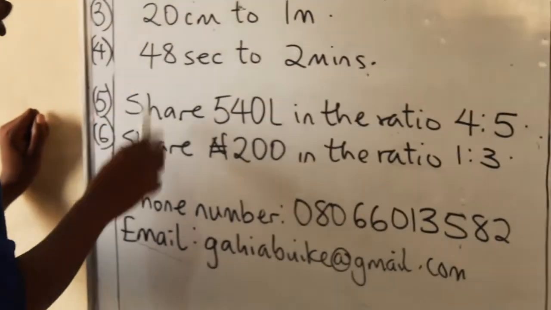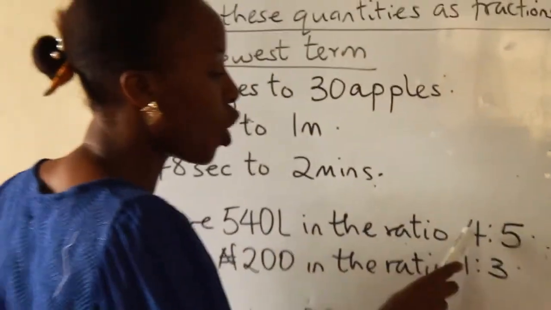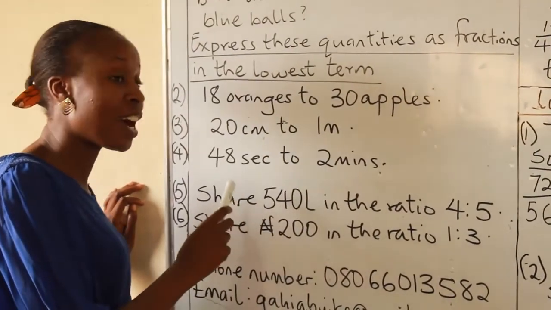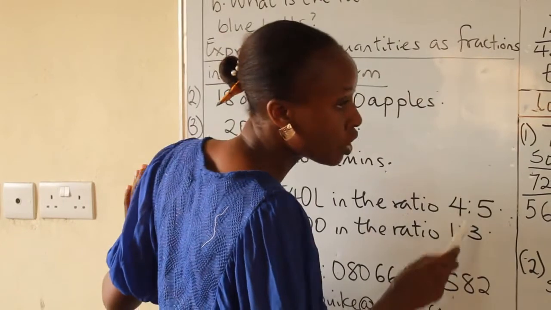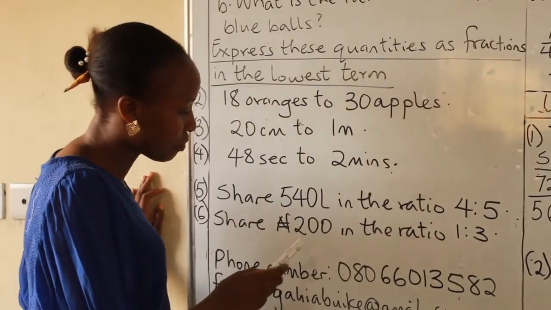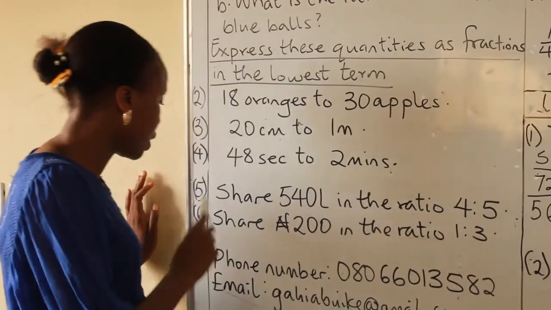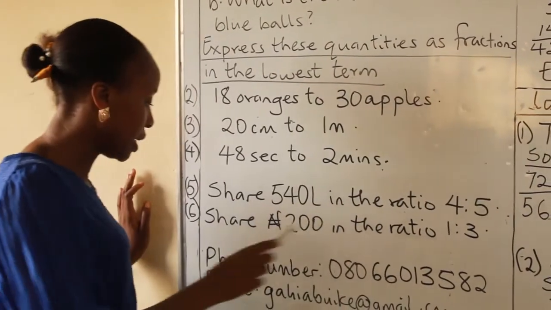Number 5, share 540 liters in the ratio 4:5. And lastly, share 200 naira in the ratio of 1:3.